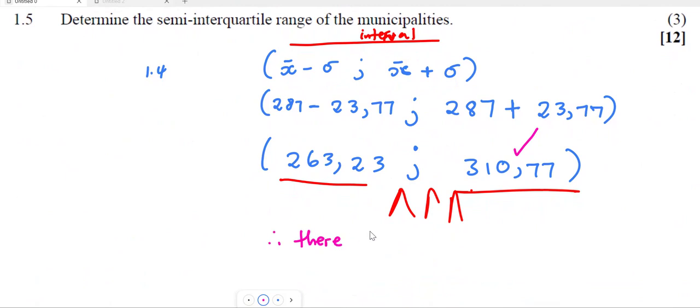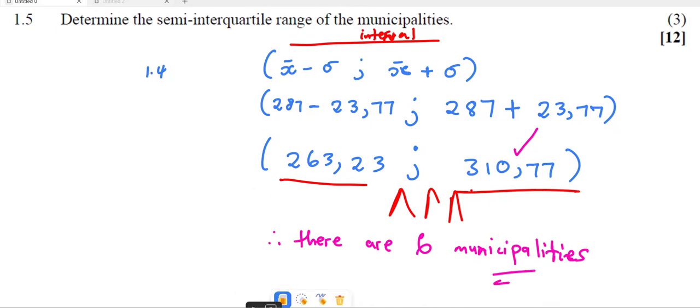There are 6. All right. So there are 6 of them, the municipalities. All right. So that is the idea of answering these questions. That is the major part.